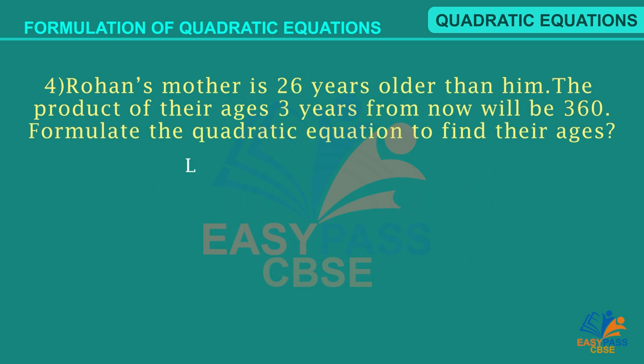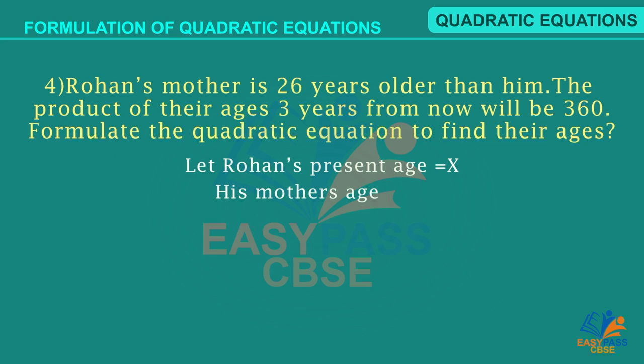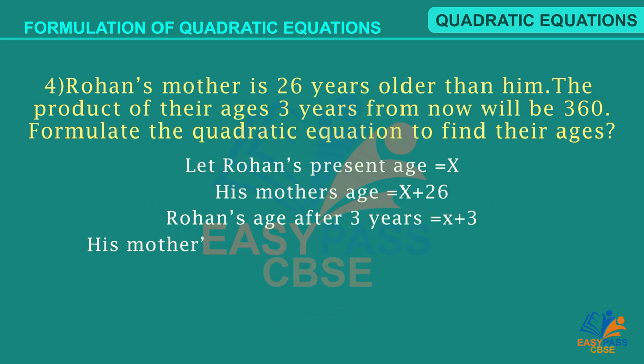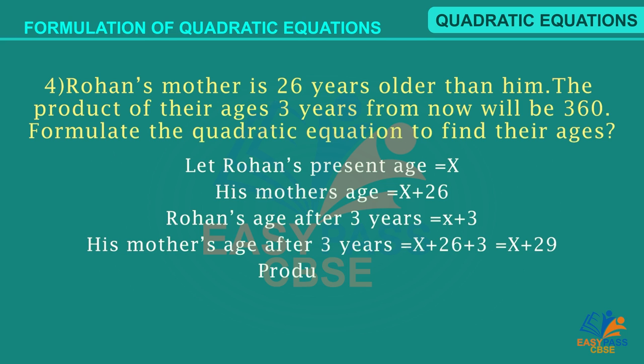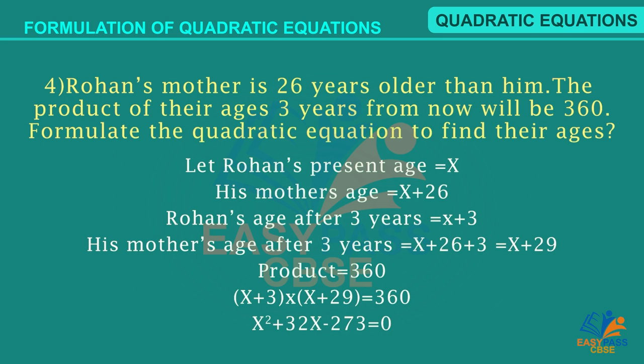Solution. Let Rohan's present age be x. Therefore, his mother's age is x plus 26. Rohan's age after 3 years is x plus 3. Mother's age after 3 years is x plus 26 plus 3, that means x plus 29. Given that their product is 360, that means (x plus 3) times (x plus 29) is equal to 360. Or x square plus 32x minus 273 is equal to 0, which is the required quadratic equation.